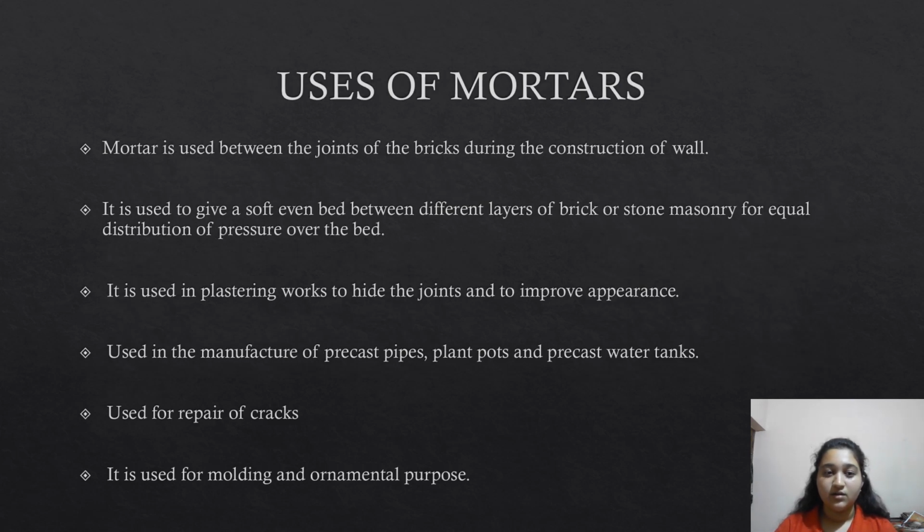Uses of mortars. Mortar is used between the joints of the bricks during the construction of a wall. It is used to give a soft, even bed between different layers of brick or stone masonry for equal distribution of pressure over the bed. It is used in plastering works to hide the joints and to improve the appearance. Used in manufacture of precast pipes, plant pots, and precast water tanks. Used in the repairing of cracks. It is used for molding and ornamental purposes.